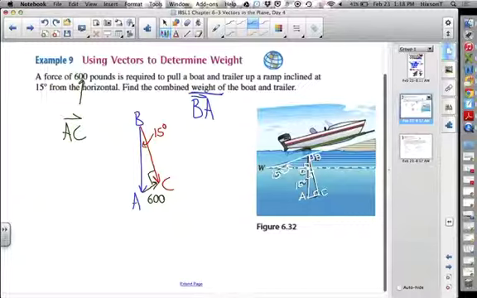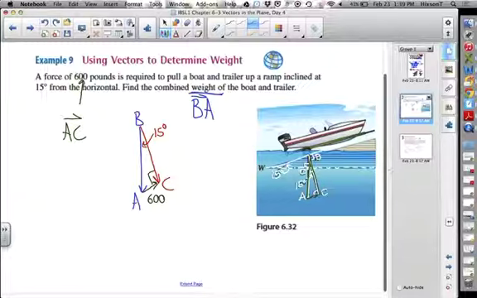Wait, so AC is like the bottom part of the picture? Yes, right there. I don't understand your triangle. I just sketched this triangle right here. So did you just turn the triangle, like the triangle they give us?